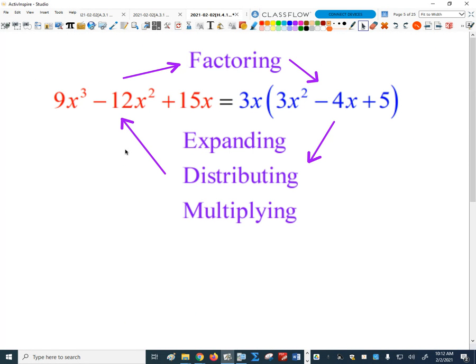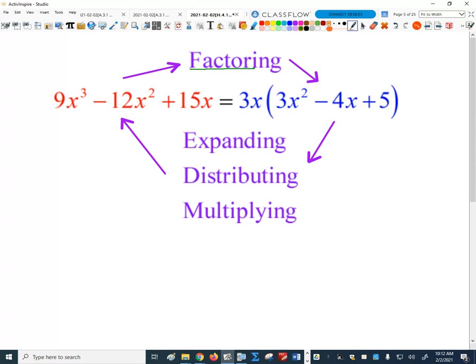So the process of factoring is when we're going to take an expression, like a trinomial in this case, and we're going to break it apart into a product of factors. Okay, we're trying to write something as a product of factors. That's factoring. Breaking it apart into a product of factors. That's where we're going in this direction, from a sum of terms to a product of factors.